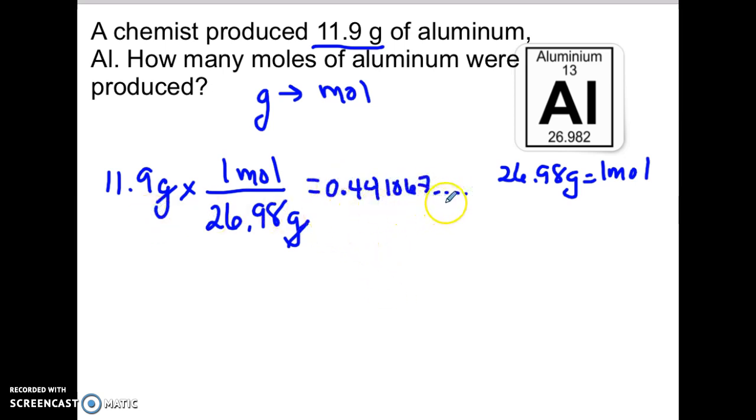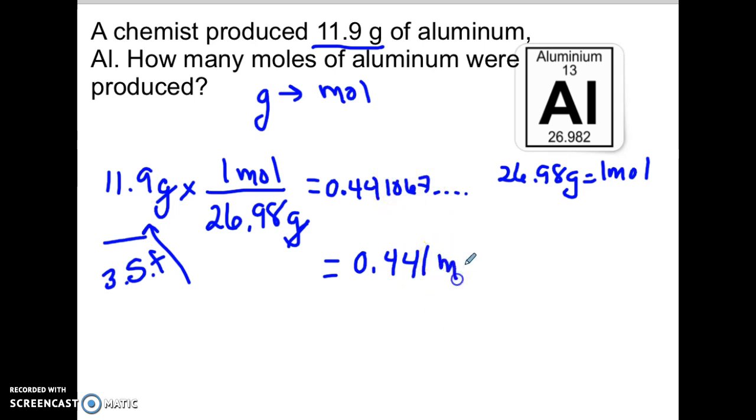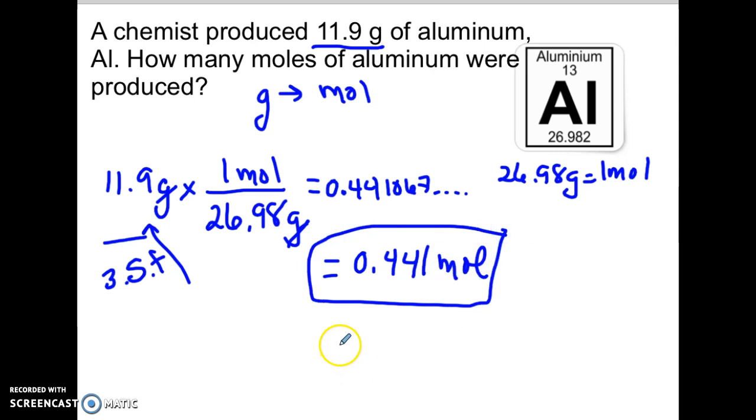Can I report all of these numbers? No, because they're not significant. I have 3 sig figs in my number here. I don't analyze any of this because it's a constant, and so then I will report 0.441, and that unit is moles. So there's my answer. So pretty easy, wouldn't you agree?